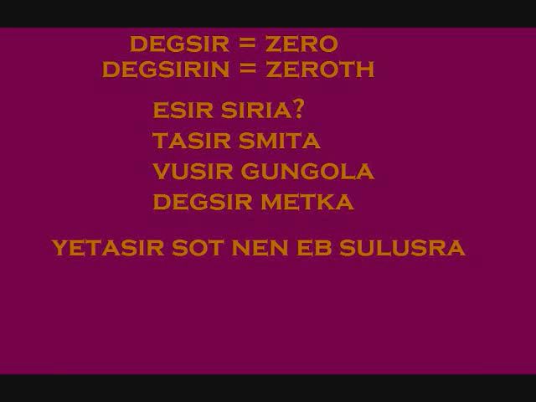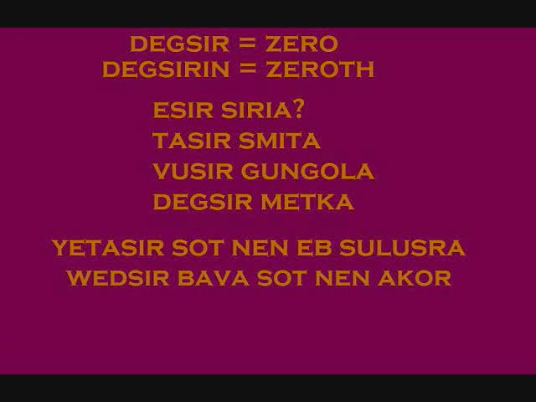Sot is used with correlatives when describing a portion of a definite whole. For example, yetasir sotnen epsulusra, this many of the oranges. Notice how when the whole amount is defined without a number, eb is once again required. Also as an example, wetsir baba sotnen akor, some of the 16 dogs. Notice how if the whole is not explicitly numbered, like nen epsulusra, the noun is specified in the whole. But if the whole is explicitly numbered, then the noun is specified in the portion, even if a sir correlative is used, like in wetsir baba sotnen akor.